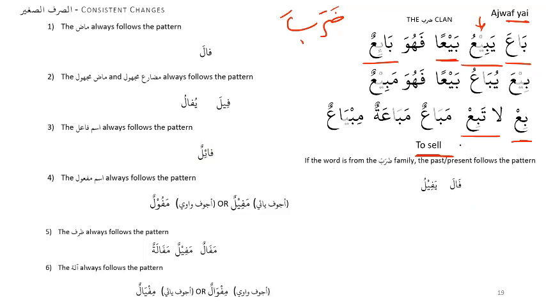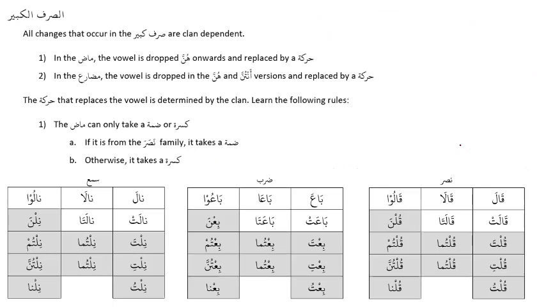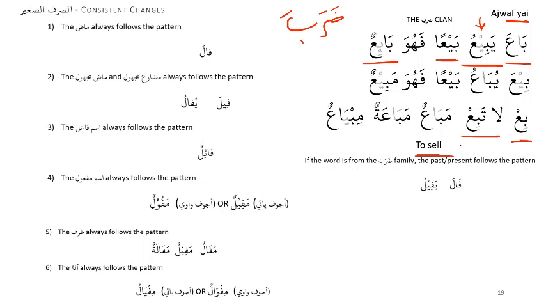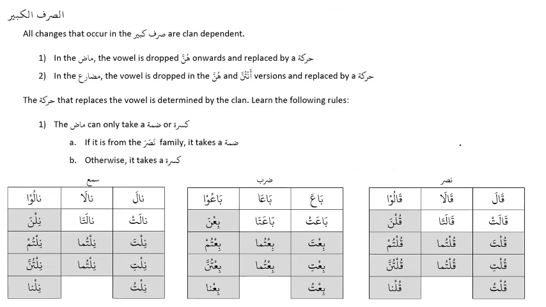All right. So that actually covers all the sarfe saghir. And obviously there is more, but I've covered the most important rules. Now we look at sarfe kabir, which is the full conjugation. The changes that occur in sarfe kabir are bab dependent.